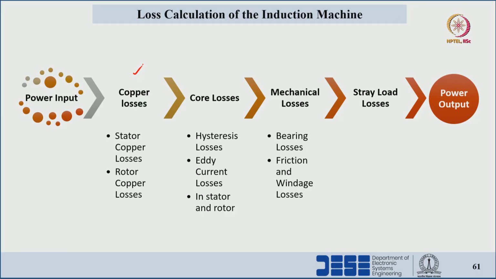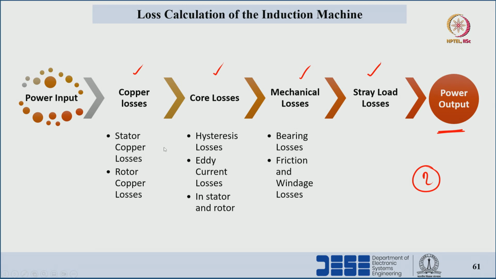And the second type of loss component is with respect to the magnetic materials, that is the core. And the third component is with respect to the mechanical aspect, like the friction between the air and the rotating object. So, in this slide I am showing different loss components: the copper losses, core losses, mechanical losses and stray load losses. We will discuss them one by one and how to calculate these losses with the different equations. Then finally, we will find the output power and efficiency of the complete machine.